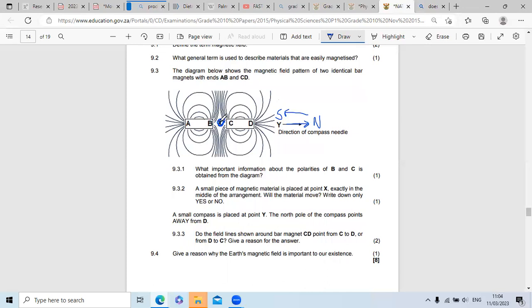Let's just say here we're placing a piece of steel or a coin that can be attracted. And they ask, exactly in the middle of the arrangement, will the material move? Write down only yes or no. This is repelling. This is repelling. Do you think this is gonna move?